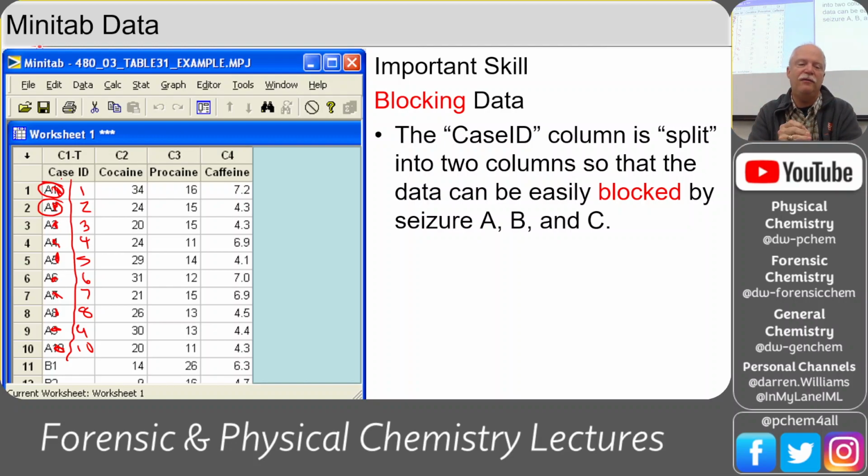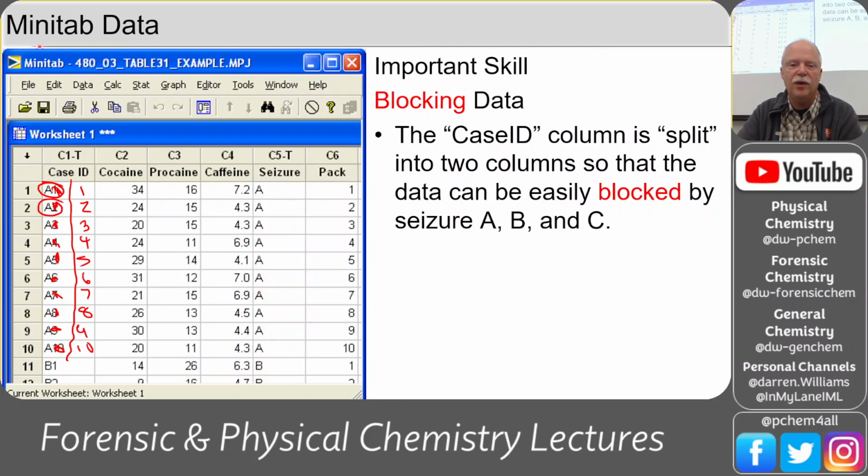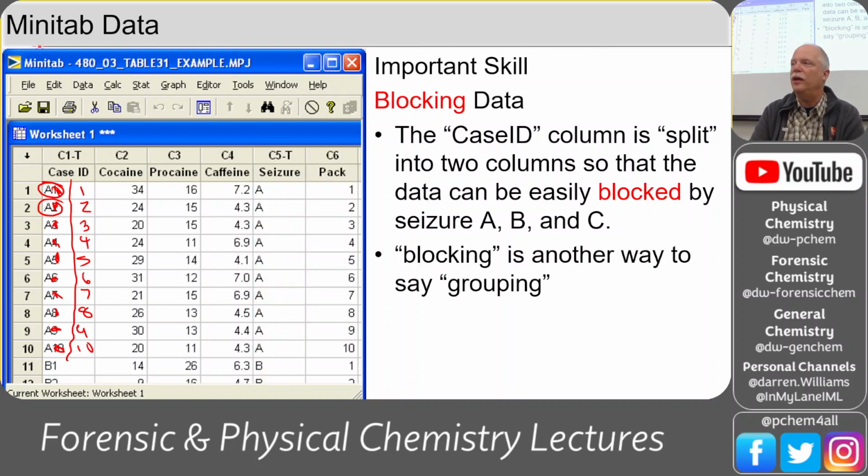And we're not trying to figure out if there's a difference between baggie number 2 in the A group and baggie number 3 in the A group. We're trying to see if group A is different than group B is different than group C. So that's what we call blocking data. Blocking is just another way of saying grouping. Statisticians will say block the data, and you're thinking, what does that mean? Well, it's not that you're stopping anything, you're just grouping the data.